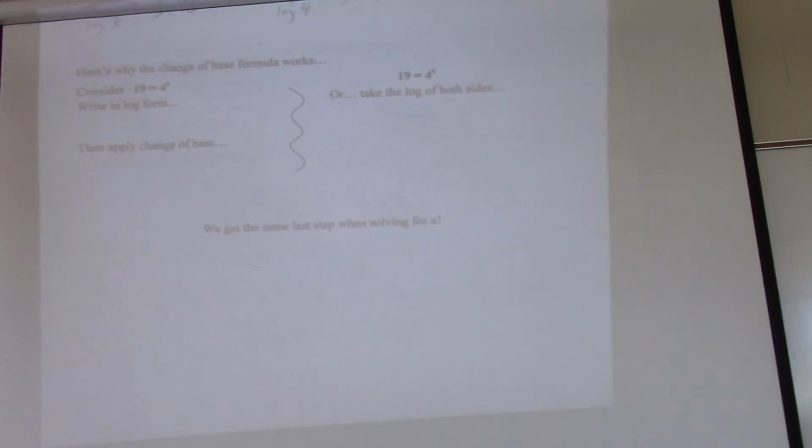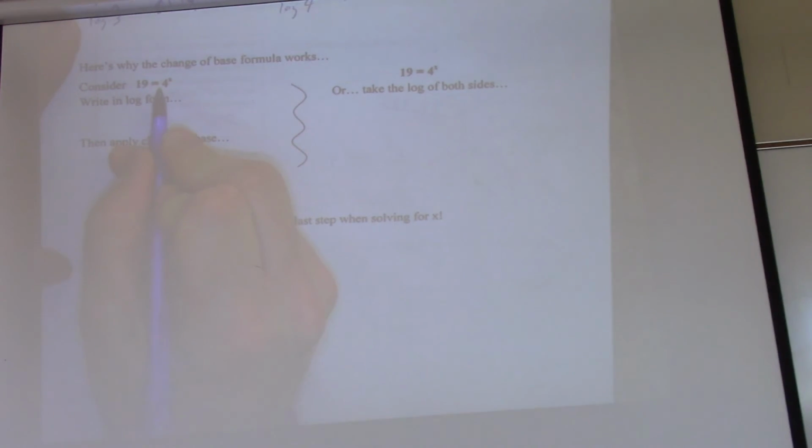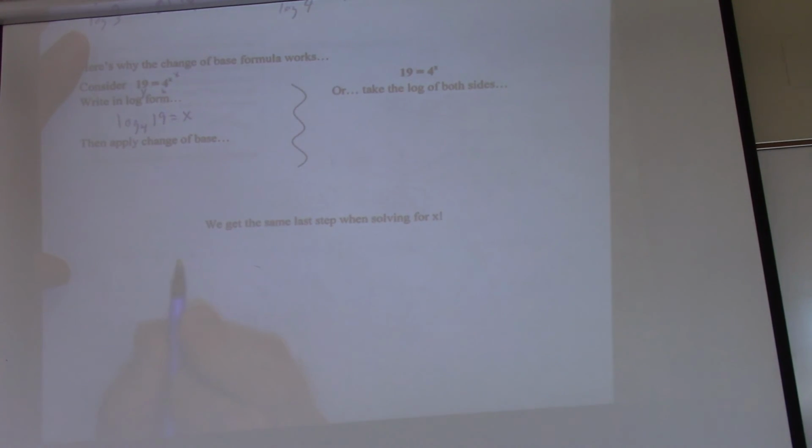Why does this change of base formula work? Let's check this out. If I were to write this in log form, I would identify y, b, and x, and I would write it in the other form. Log base b of y, which is 19, equals x. Okay, so now, knowing how to do this based on what we just did up above, I would say this is the same thing as log 19 divided by log 4, and I plug that in my calculator. I'm just going to tell you the answer. It's 2.12. Okay? Now watch this.